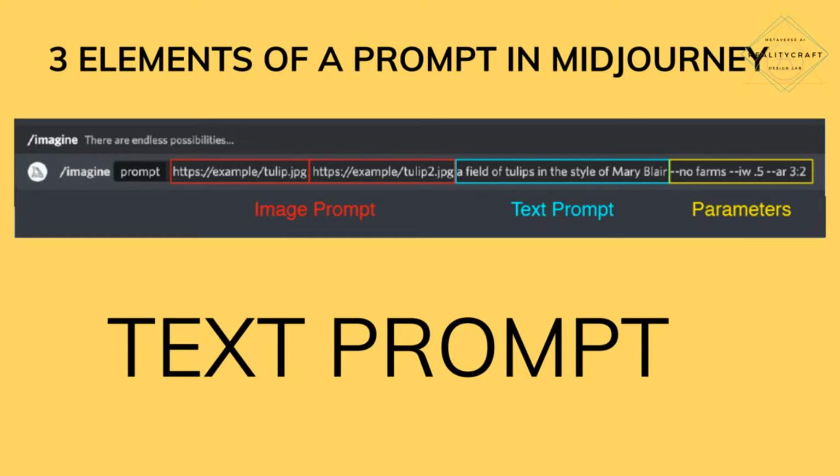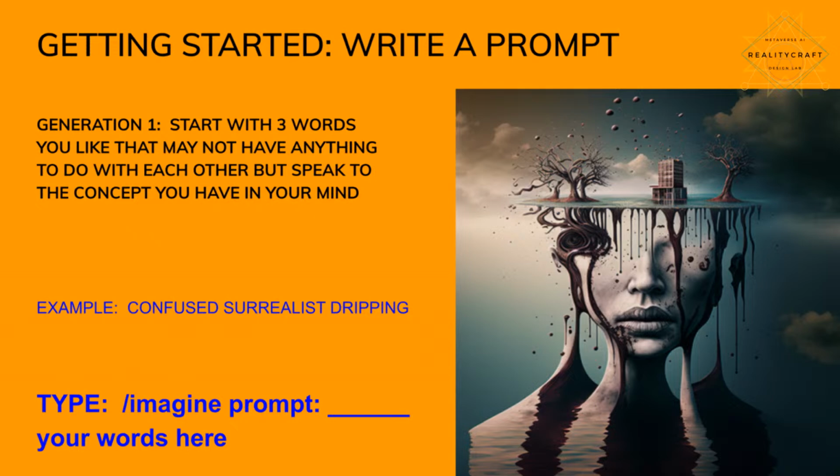So the text of the prompt, what I asked you to write and to think about, go ahead and start with 3 words up to 5 words that might not feel like they have anything to do with each other, but that speak to a concept you might have in mind. So again, think about 1 word that might be a style word, in this case, surrealist. 1 word that might be a description of what it might be doing, in this case, dripping, right?